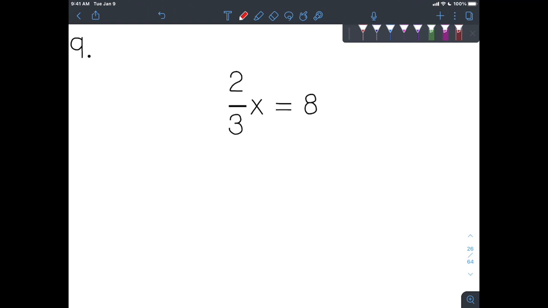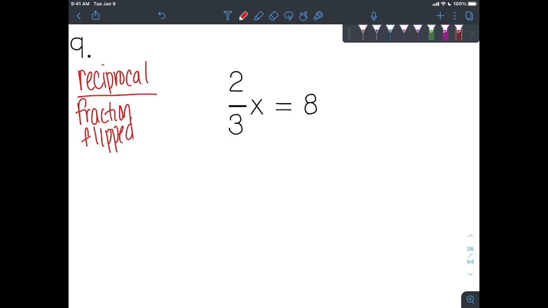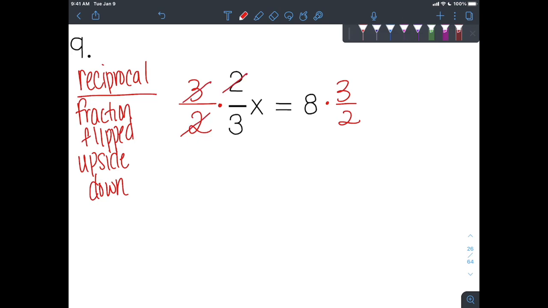Whenever I have a fraction like this and I'm trying to get rid of it, I can multiply it by something called its reciprocal. I think I spelled that right. Let's hope. Reciprocal. A reciprocal is just a fraction flipped upside down. So I take whatever's on the bottom, write it at the top, and whatever's at the top, write it at the bottom. And I do it on both sides. The magic in this, cancel, cancel, and my x is solved for.